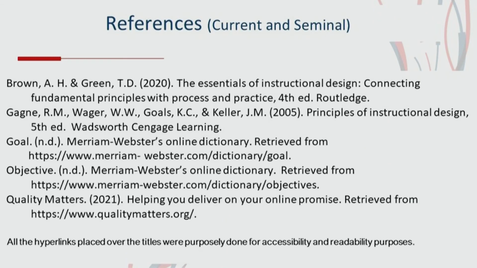I have a list of references here if anybody's interested. You'll get a copy of this. I absolutely found the Brown and Green textbook to be amazing. It's pretty new. I had some other seminal works in here that were good. They had ideas that I would say can last through time. And of course, Quality Matters, which is always with it. Every several years, they update everything. But that's another very helpful resource for people who are looking at alignment and how to develop your course level objectives.